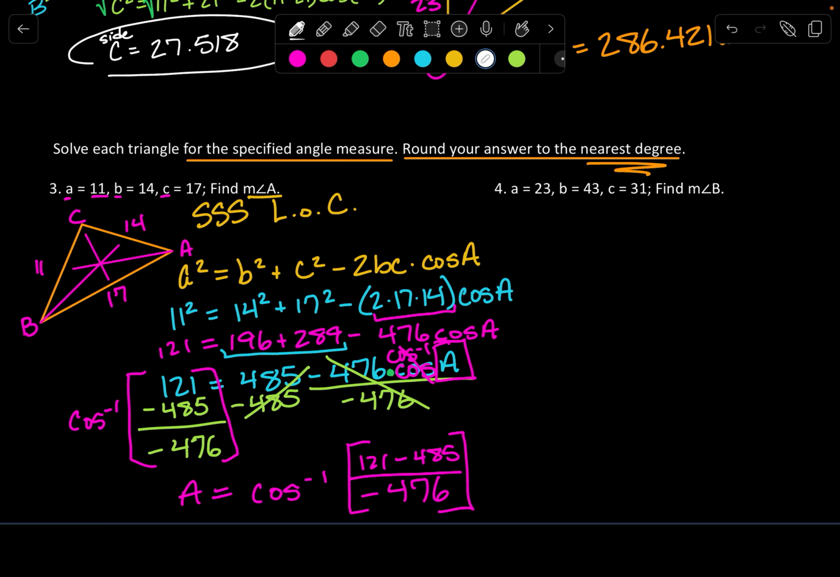Now, if you type this into your calculator directly as is, you will get that A equals 40.119 degrees, and our instructions say round to the nearest degree, so we would round that down to 40 degrees.